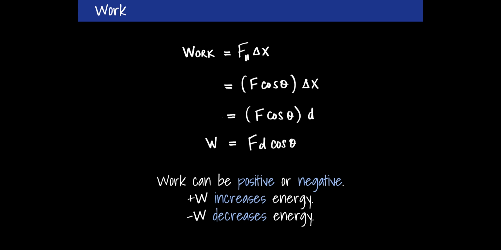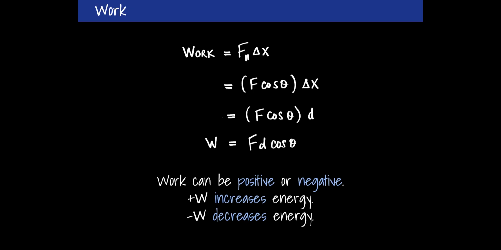But the equation, F times d times the cosine of theta, can work out negative. How could that possibly be? This is all positive, but it's not. The cosine is only positive between 0 and 90 degrees. If the angle is larger than 90 degrees, then the cosine works out negative. How could that be?